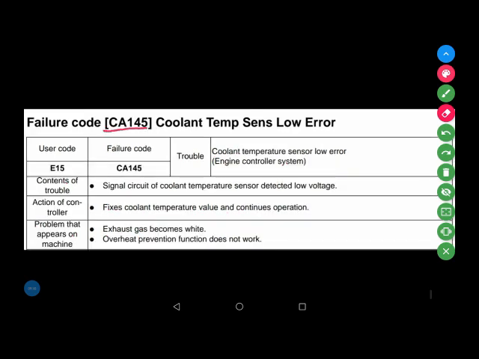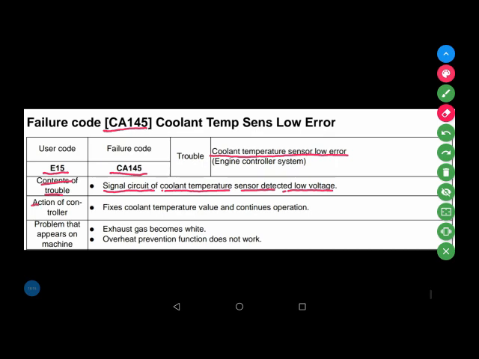Next is the failure code CA145, with user code E15. What is the trouble? What is the meaning of this code? This code means coolant temperature sensor low error. The content of the trouble is that the signal circuit of the coolant temperature sensor detected low voltage, and you need to check the voltage on the coolant temperature sensor.